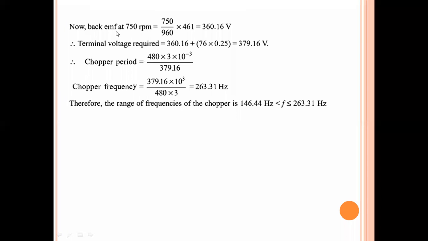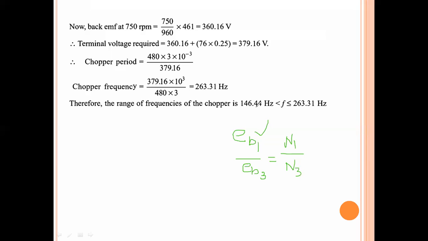So for 750 RPM, first we need to calculate the back EMF. We know the relation between EB and speed, and we have seen that previously. So EB1 by EB3, because EB3 is the back EMF at 750 RPM, equals N1 by N3, or omega 1 by omega 3, you can write anything. Here the speed is given in RPM, so I am choosing N1 and N3. So N3 is the speed.